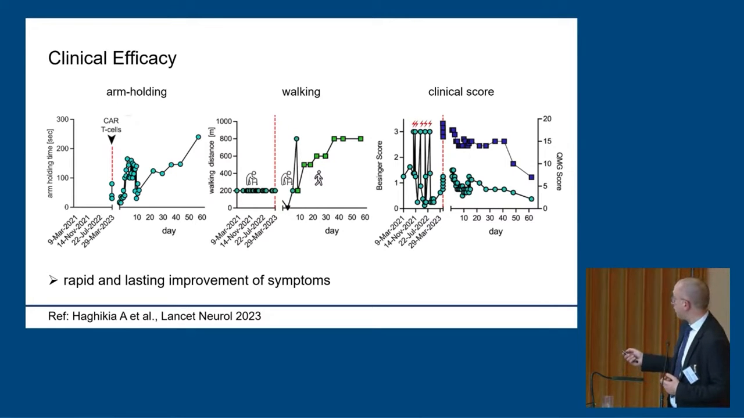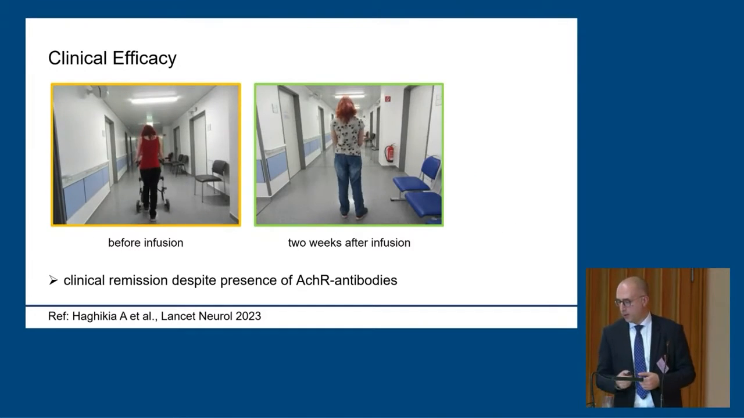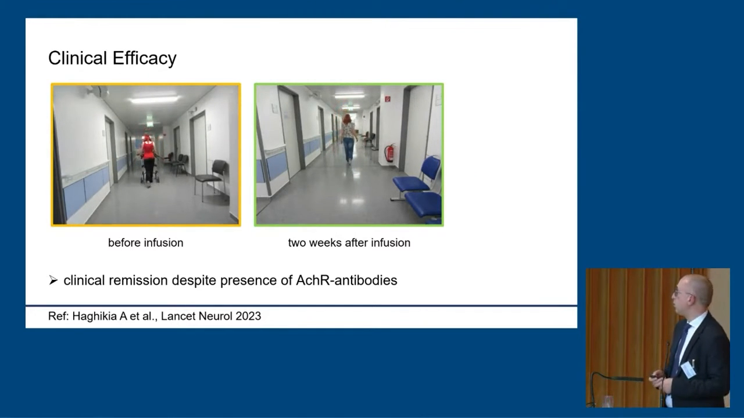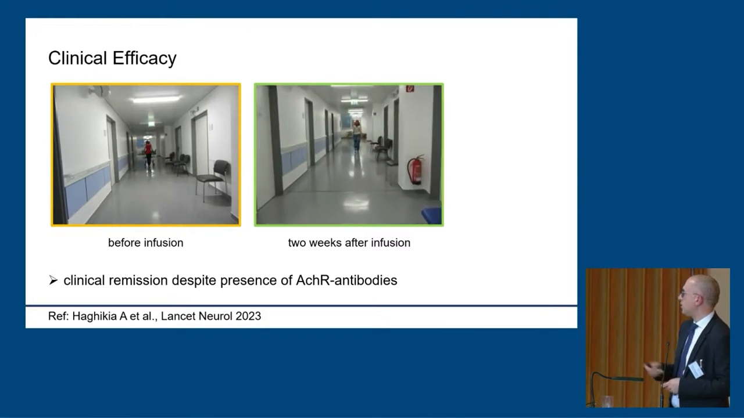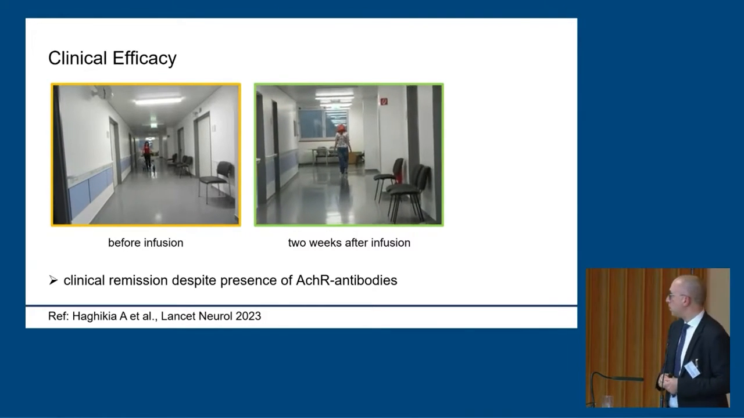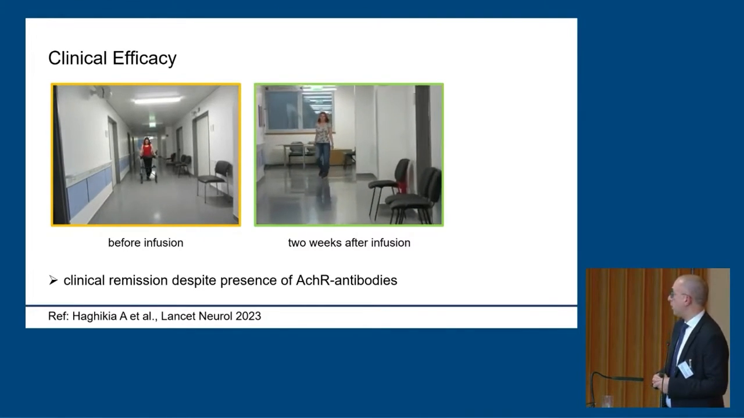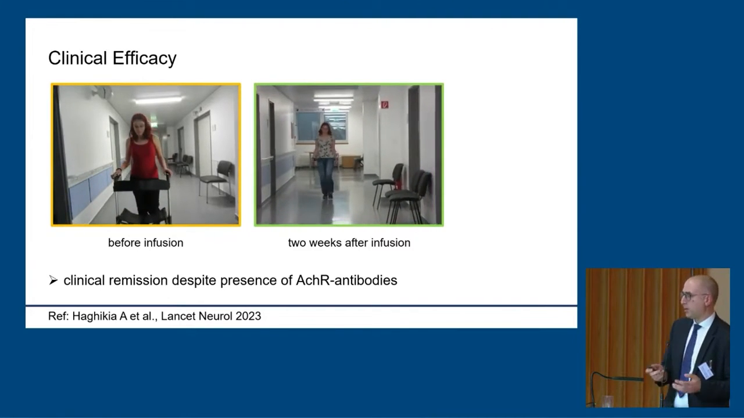And then you can see the clinical score. You see here the thunders and the increasing disease activity. After CAR T-cell infusion, the clinical score vastly improved. And here you can see two videos, because I think they are more impressive than the graphs, of the patient before the infusion and 2 weeks after the infusion. So we had a clinical remission despite the presence of the pathogenic antibodies, and clinical remission was pretty obvious.